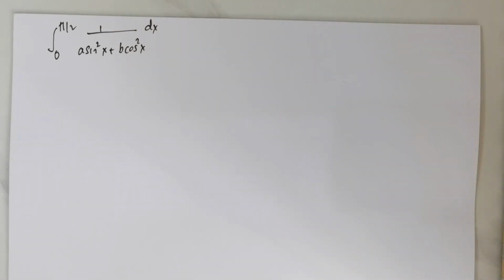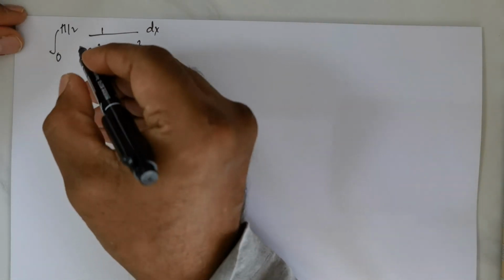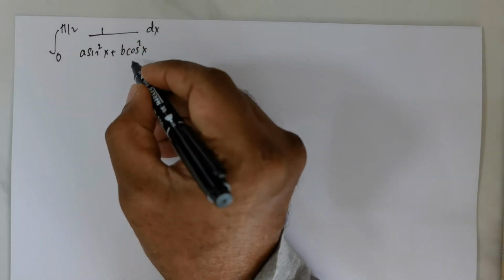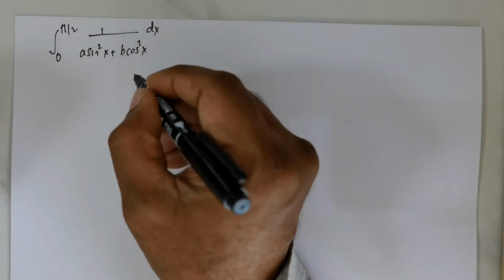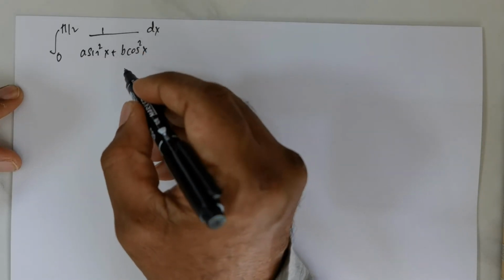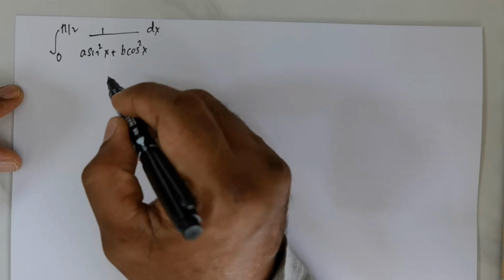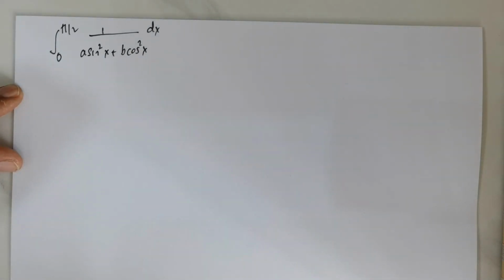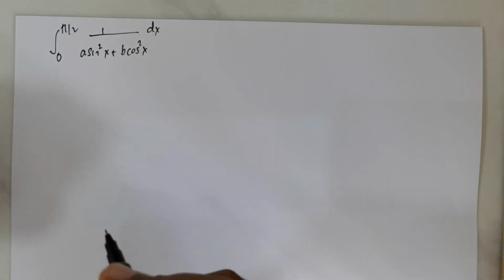Welcome students. In this class we will learn how to integrate the integral from 0 to pi over 2 of 1 over (a times sin squared x plus b times cos squared x) dx. This is a very important problem, and problems like this would be asked in several university exams as well as in competitive exams. So having mentioned that, it becomes imperative that we know how to do this question.